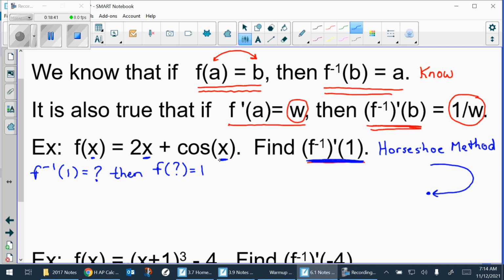But if you think about this, if I put a 0 in here for x, I get 0 plus the cosine of 0, and the cosine of 0 is 1. So I know that question mark has a value of 1. And that's what I'm doing on the top part of my horseshoe here. Now it's time to turn this thing around, and instead of talking about a function and its inverse, now we're going to talk down here about the derivatives.